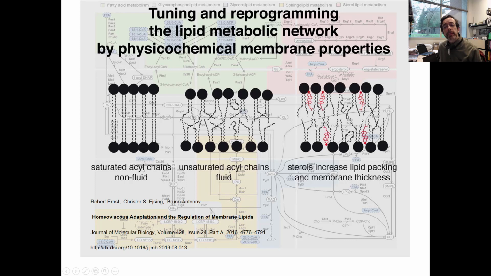And if you look over here on the right, if you mix sterols in, the sterols can fit together, but they are more like unsaturated than saturated chains. And so they're going to end up making the membrane more liquid. And so that all works together to keep the membranes liquid. It turns out a liquid membrane is better for life.